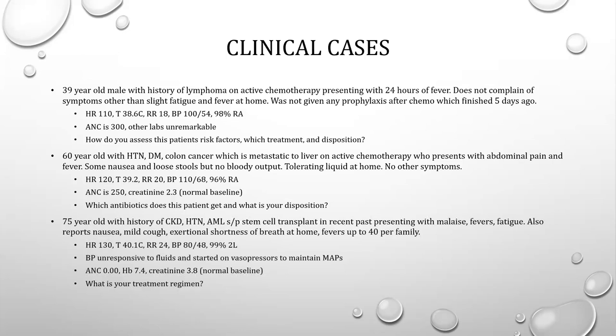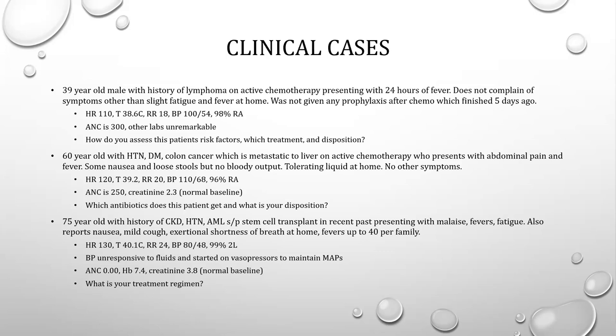And then a 75-year-old, history of CKD, hypertension, AML, status post-transplant, who is presenting with malaise, fevers, fatigue, nausea, fevers up to 40 at home, pretty tachycardic, febrile, hypotensive, on vasopressors, no ANC, hemoglobin of 7, creatinine of 3.8 from a normal baseline. So what is your treatment regimen?